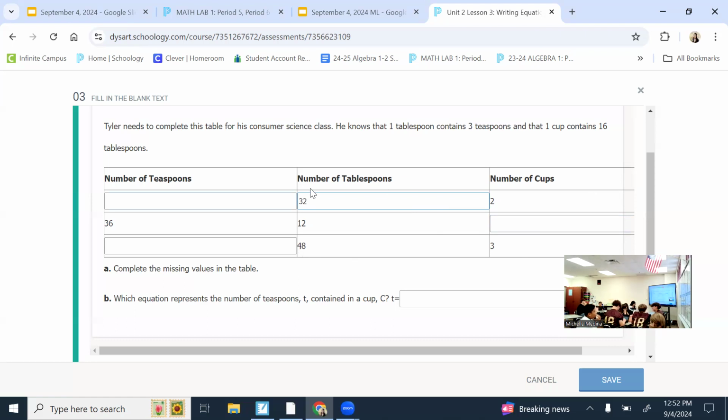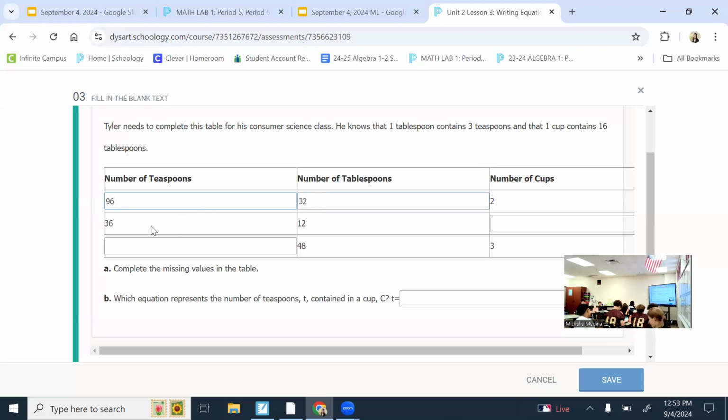If I want to go from tablespoons to teaspoons, what do I need to do? What math? How many teaspoons are in a tablespoon? 3. It says so right here. 1 tablespoon contains 3 teaspoons. So if I have 32 tablespoons, how many teaspoons do I have? 96. So however many tablespoons I have, I times it by 3 to get this.